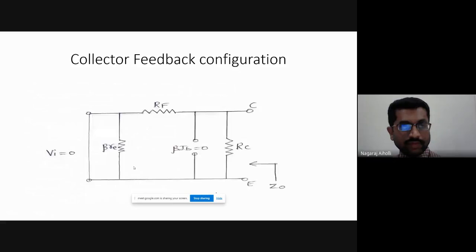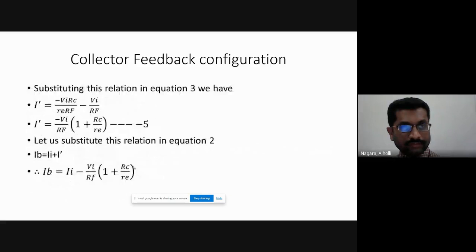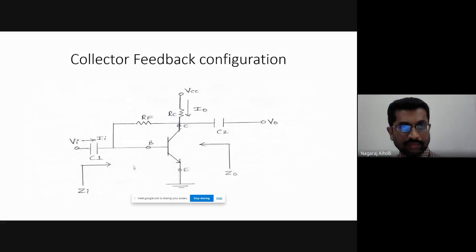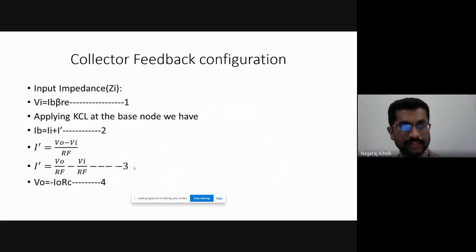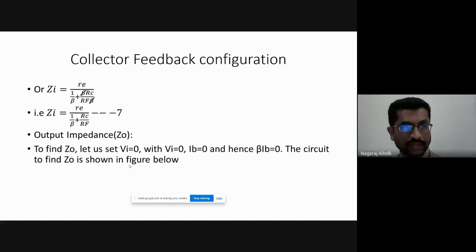Therefore, students, what equation we have got here? Let us go back and see. We started with the collector feedback configuration, the basic circuit. Then we drew the AC equivalent circuit. From there, we obtained the re model. Then we started deriving the input impedance. The input impedance equation, we got it as ZI is equal to re divided by 1 upon beta plus RC by RF. Again, it is in terms of the re model components only: re, RC, RF, and beta. They are all the components of the re model.